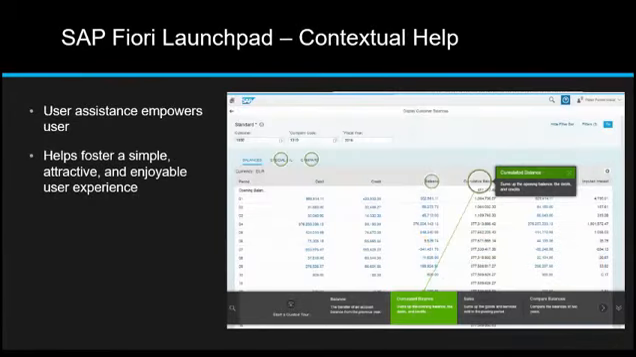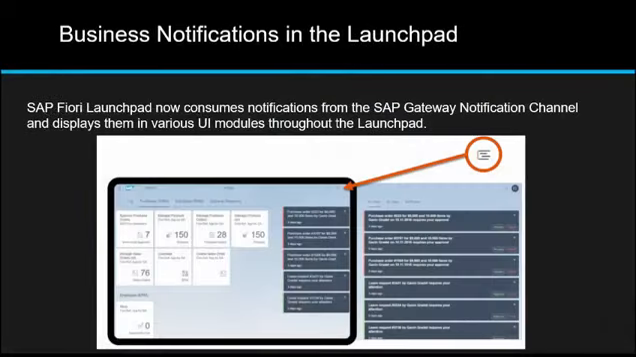Contextual help is another nice tool. It assists the user by displaying more information or help as the user scrolls over a particular area, helping to empower that user. As previously mentioned towards the beginning of this video, business notifications, like workflow items, are now available right in the Launchpad.